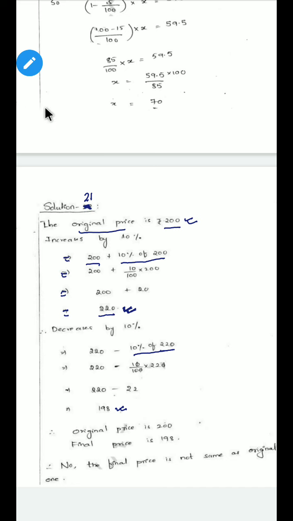Clear? So in this way you have to do the rest of the problems in exercise 7.1.